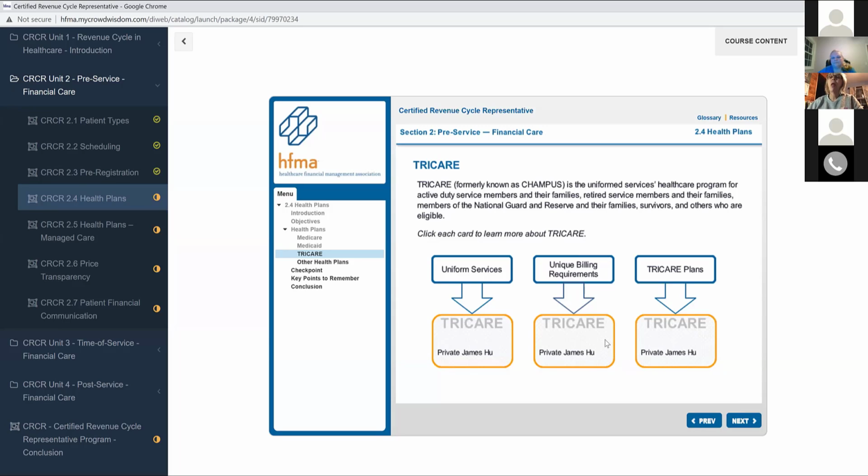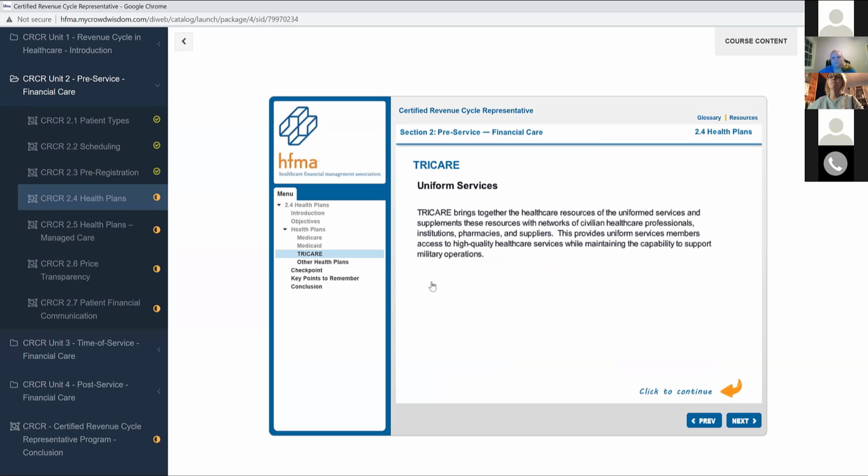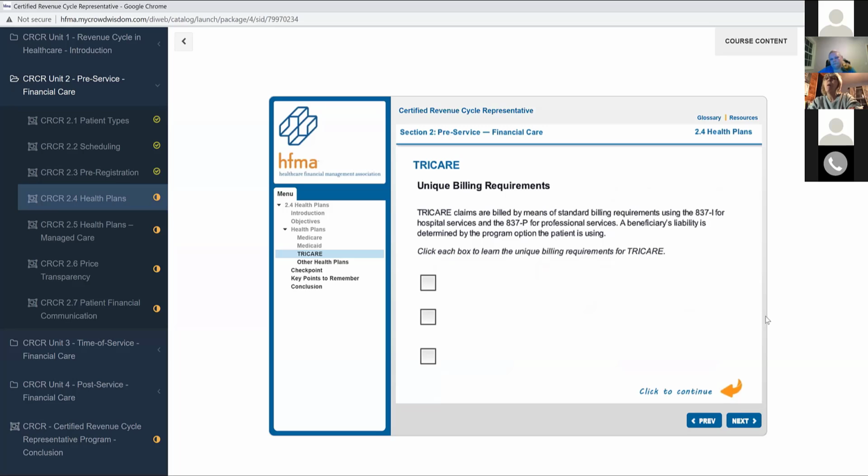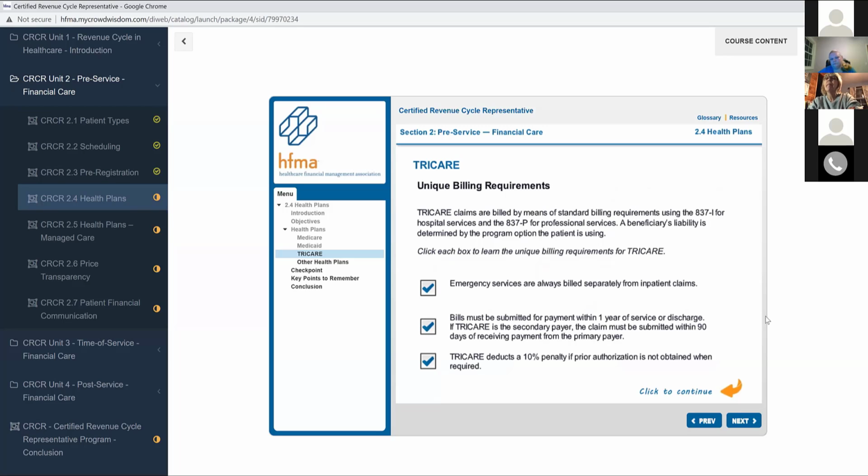Tricare has its own unique billing requirements. Tricare claims are billed using standard billing requirements, the 837I for hospital services, and again, the 837P for professional. The beneficiary's liability is determined by the program option the patient is using. Emergency services are always billed separate from inpatient claims. Bills must be submitted for payment within 1 year of service or discharge, and if Tricare is secondary, within 90 days from primary payment. And Tricare deducts a 10% penalty if prior authorization is not obtained when it's required.